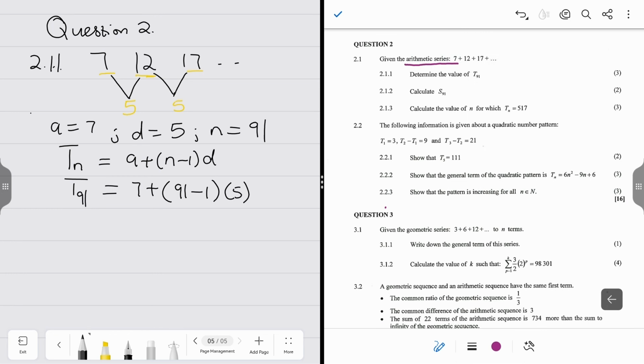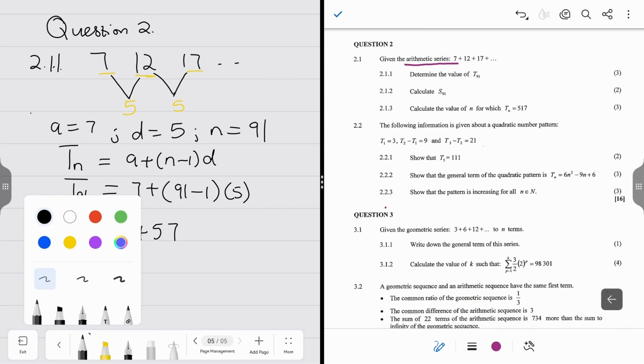Substitute, and then you can just take your calculator. While you're on the calculator, you just simplify it. Right away, the answer will then be 457. So that's how you get to the answer.